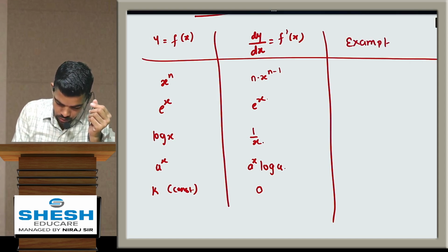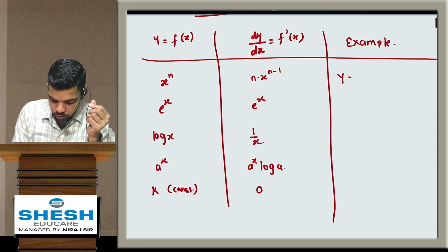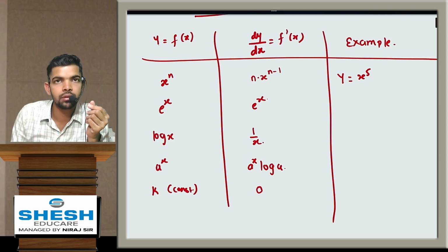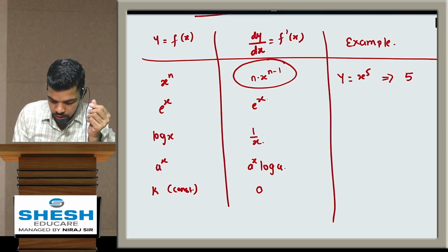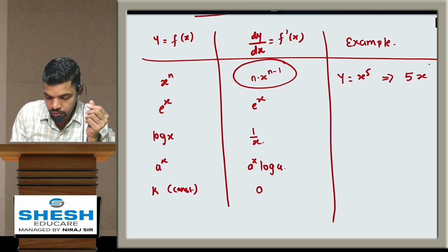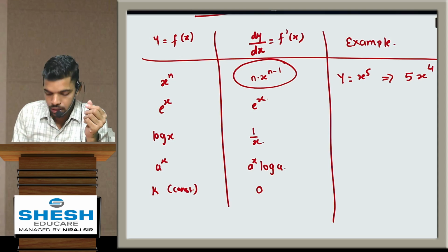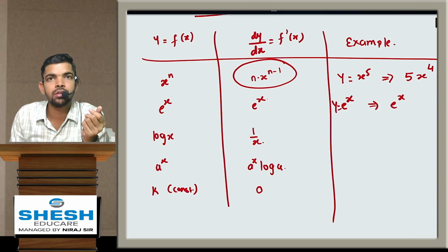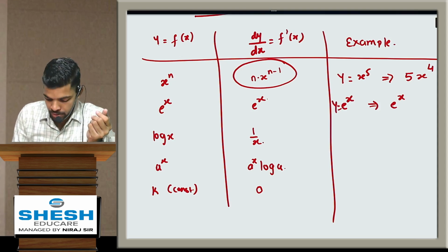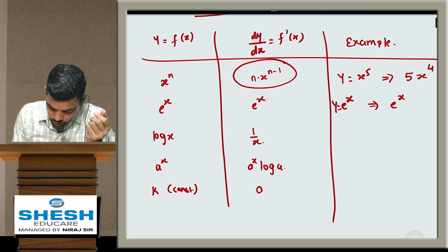For example, let's take one example for each of them. Now suppose we have y is equals to x raised to 5. So what will be its derivative? Apply this formula: 5 x raised to 5 minus 1, which is 4. Similarly, if y is e raised to x, then its derivative will also be e raised to x.